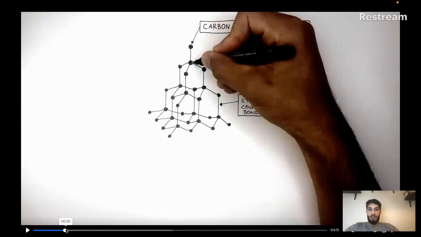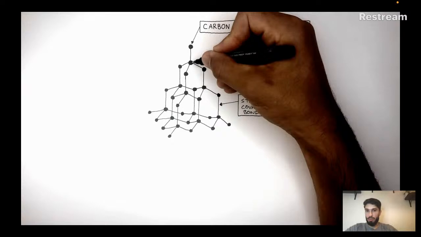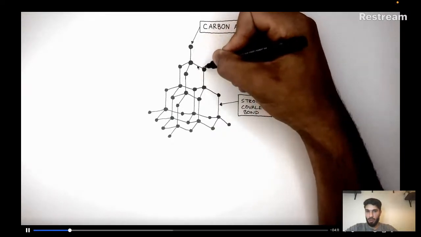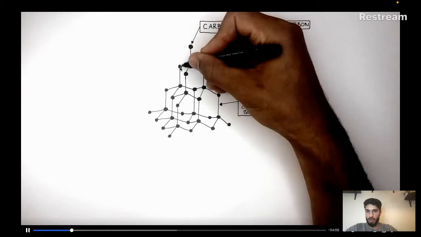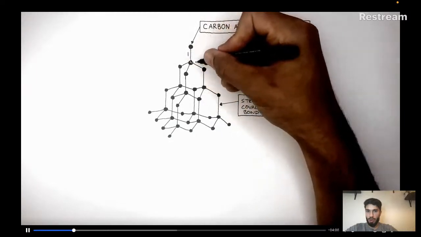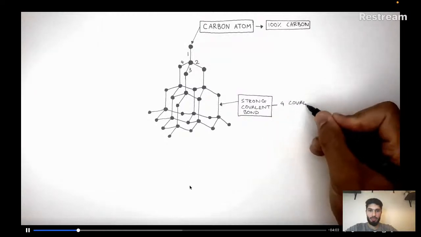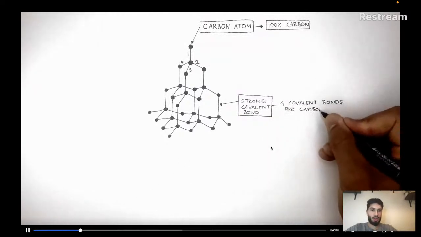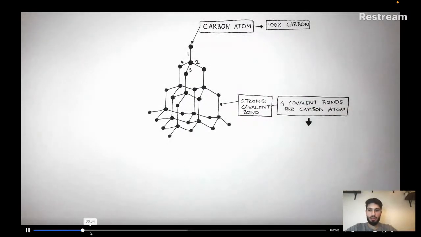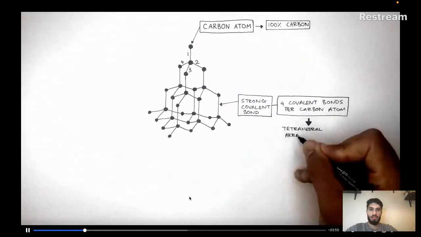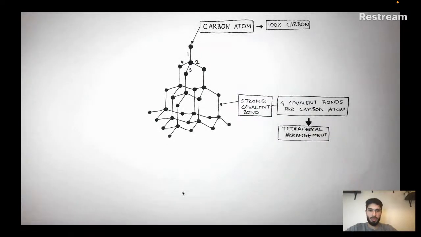Okay. Now let's focus on this carbon atom. You need to know that there are 4 covalent bonds coming out of each carbon atom. 1, 2, 3, 4. Okay, there are 4 covalent bonds per carbon atom. Therefore, there is a tetrahedral arrangement.